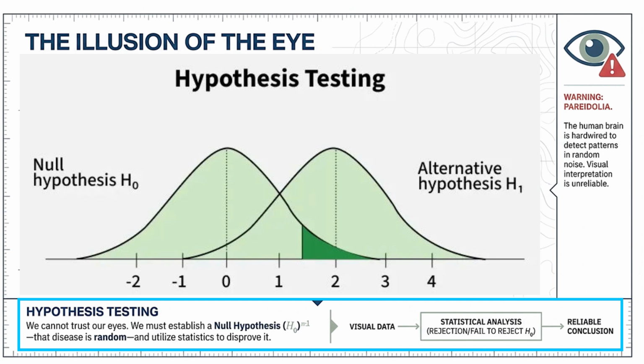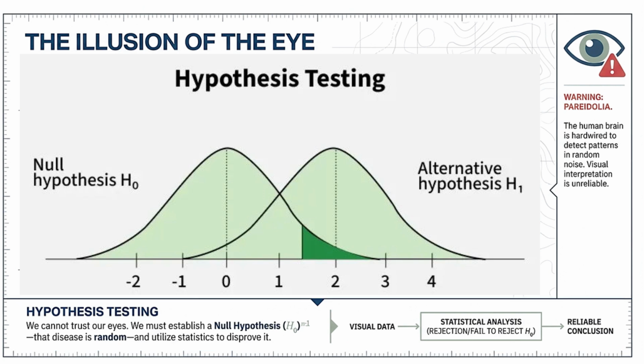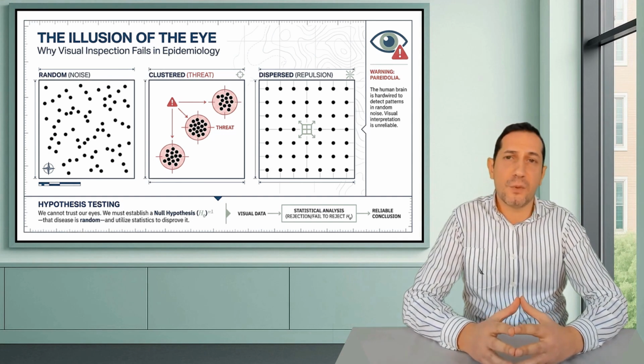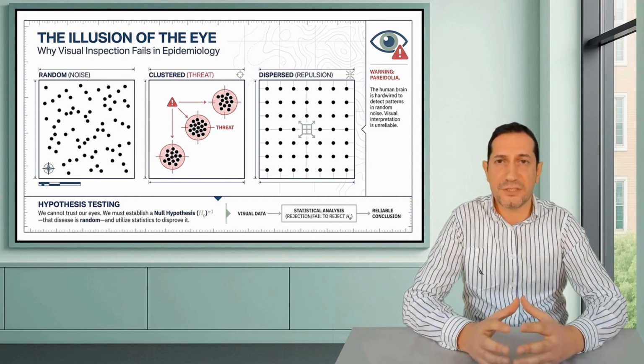In spatial analysis, this means hypothesis testing. The null hypothesis is usually that disease events are randomly distributed across the landscape and any apparent clustering is caused by chance. We then calculate the probability of observing a pattern like this if the null hypothesis were true. Only with that evidence can we confidently inform decision makers that a specific area represents a true hotspot.